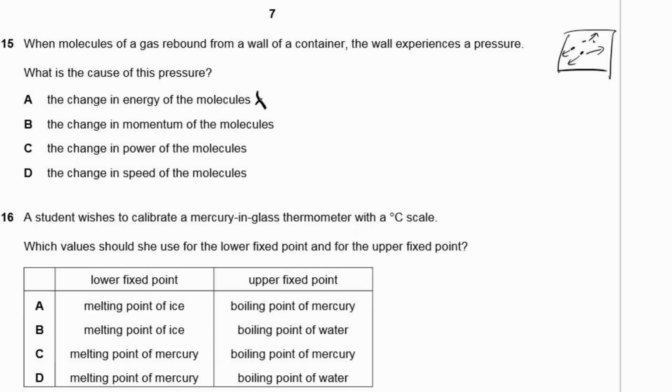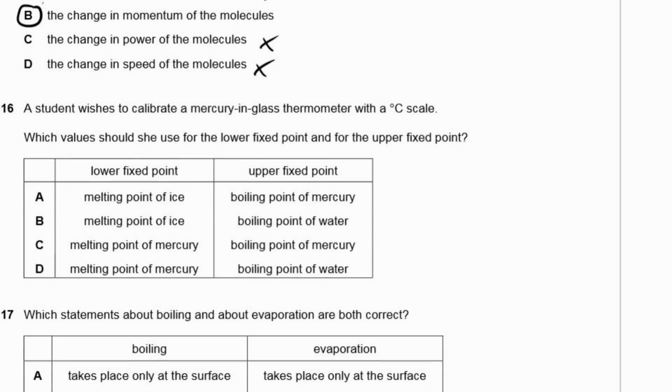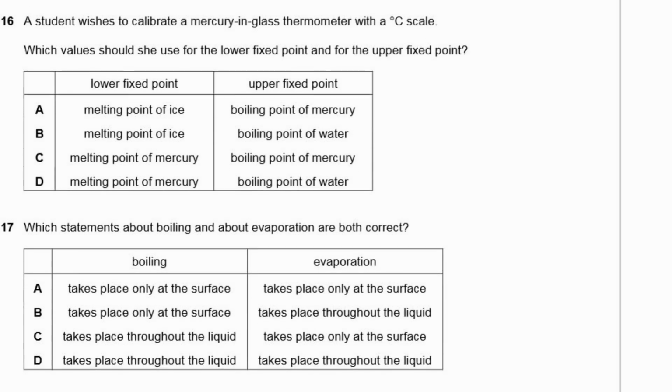Change in the energy of the molecules? Not necessarily. Change in the momentum of the molecules. There we go, we like that one. Change in the power of the molecules? Nope. Change in the speed of the molecules? No, not that either. Because of course the speed can remain constant. A molecule can bounce off a wall and have a speed of 10 kilometers a second in either direction. But if the velocity changes, you've got a change in velocity of 20 kilometers a second, and that will give you a change in momentum.